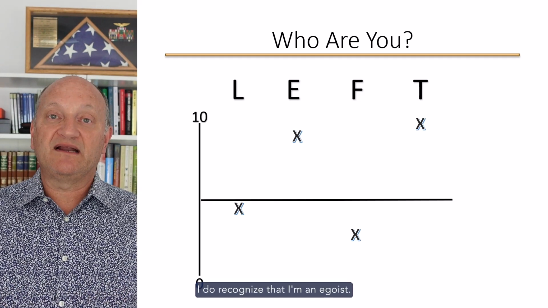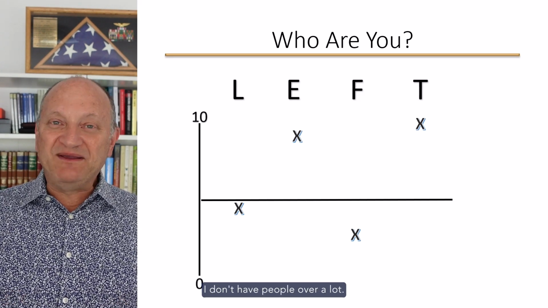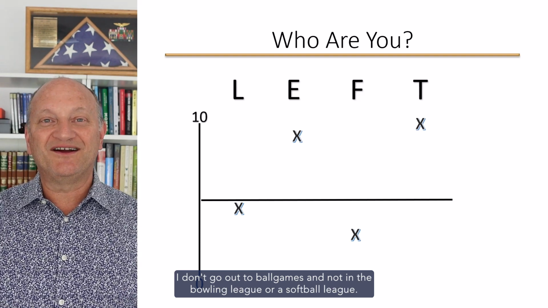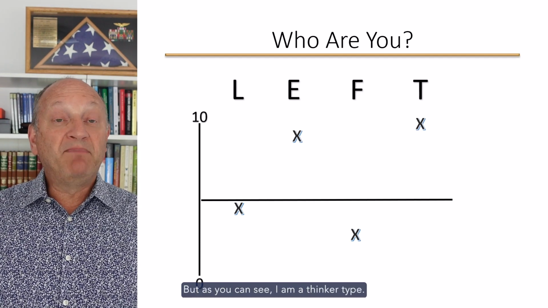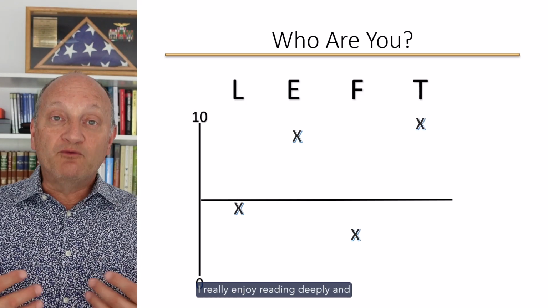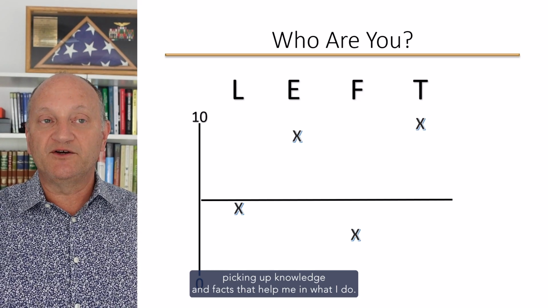I do recognize that I'm an egoist. I'm not quite very friendly. I don't have people over a lot. I don't go out to ball games, and I'm not in a bowling league or a softball league. But as you can see, I am a thinker type. I really enjoy reading deeply and picking up knowledge and facts that help me in what I do.